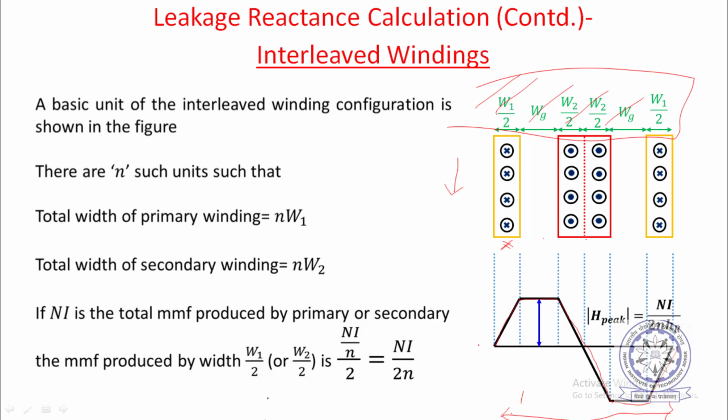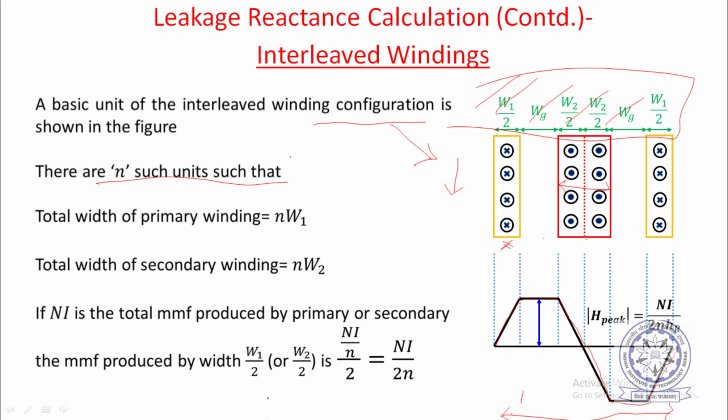So here in one cycle you have two W1 by 2s, meaning one W1, and two W2 by 2s, meaning one W2 of the width. So one W1 width of primary winding, say, and another W2 width of secondary winding will be there in one cycle. So a basic unit of interleaved winding configuration is shown in the figure. This is one basic unit you can consider. There are n such units.